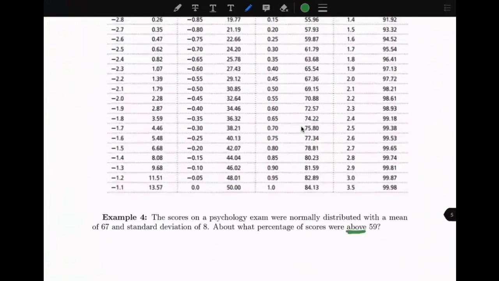So first we'll do finding the z-score. So z is going to be equal to 59 minus the mean, 67, divided by the standard deviation, 8. And again, always do the subtraction in the numerator first. So we have 59 minus 67 is a negative 8. Divided by 8 is going to be negative 1.